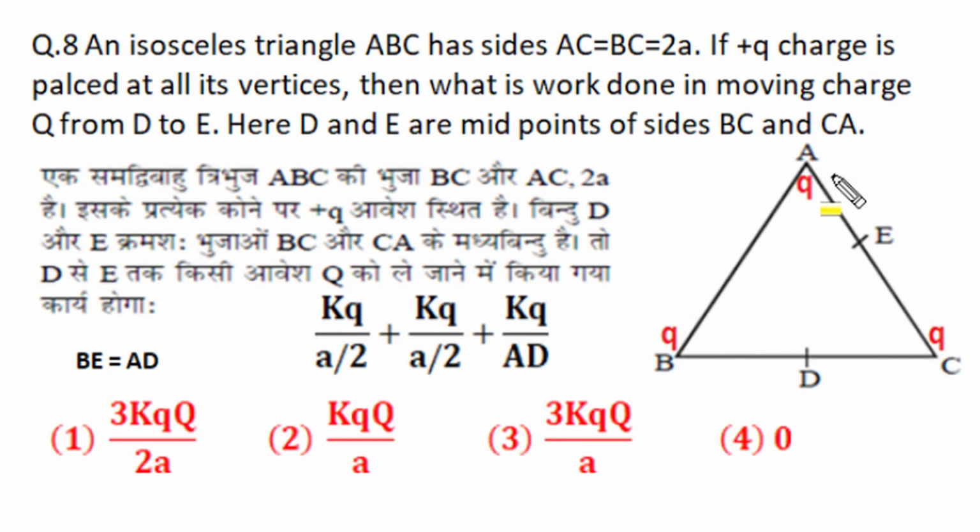ABC is an isosceles triangle with sides AC and BC identical, of 2A dimension, and if plus Q charge is placed at all three vertices, then what is the amount of work done in moving a capital Q charge from D position to E position, where D and E are midpoints of side BC and side AC? So from each charge they get half of 2A distance.